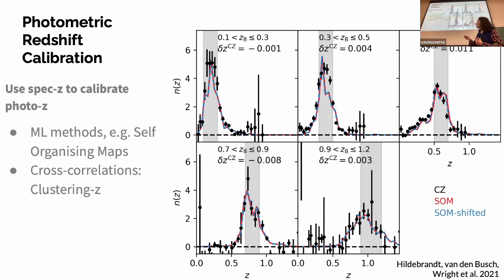And then another method is using cross correlations with spectroscopic samples. So here you're not using the colors anymore, but you're using the fact that the galaxies are near each other, they will be clustered, while if they're not actually physically near each other, they won't be clustered.